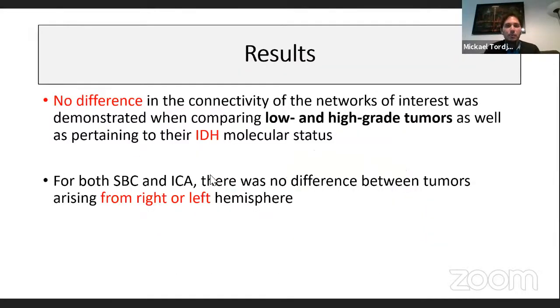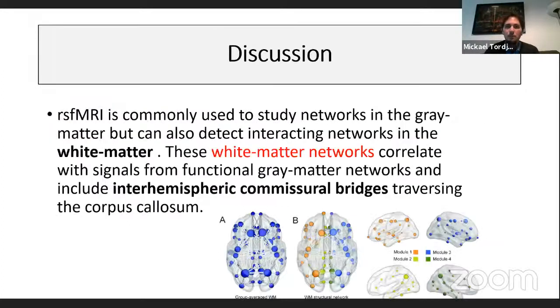However, when we compared low-grade tumors with high-grade tumors, not with controls, only the two groups, we found no differences. The same thing when we compared patients with IDH mutation and patients without IDH mutation. And for both seed-based connectivity analysis and independent component analysis, we didn't find any difference between tumors from the right hemisphere and tumors from the left hemisphere.